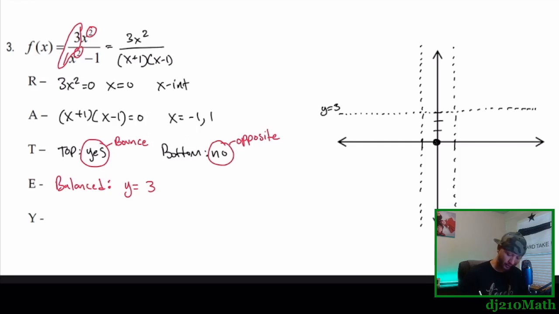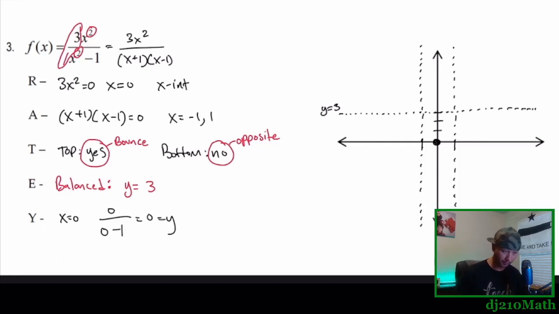All right, and the y-intercept is going to be when x is equal to 0. So again, y is equal to 0. Okay.